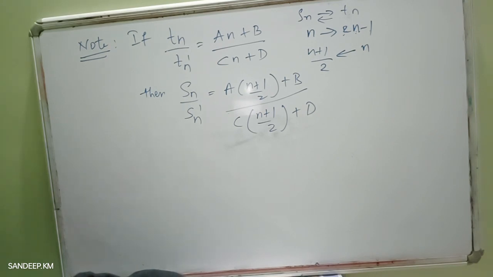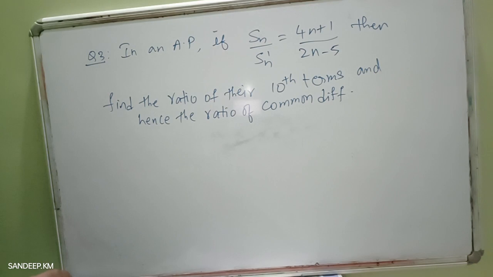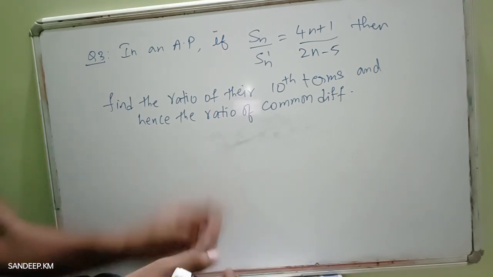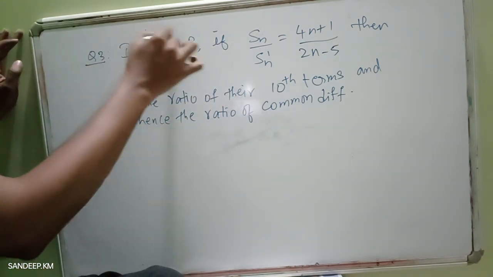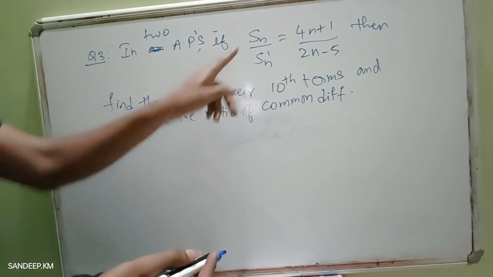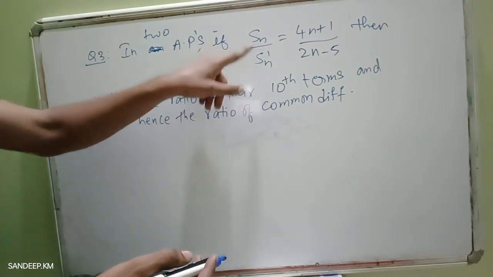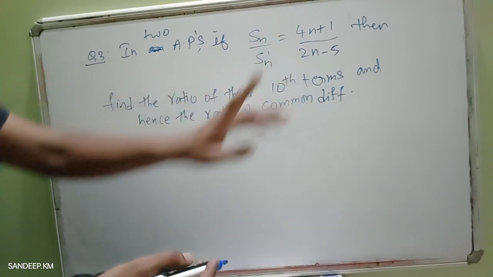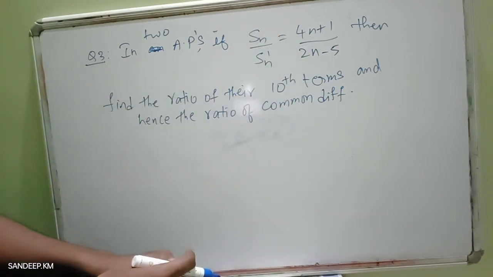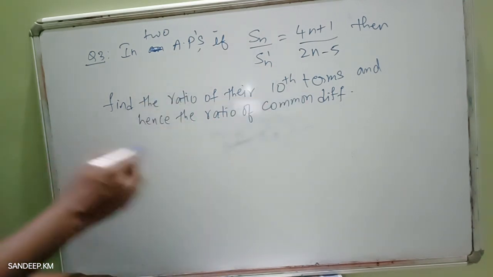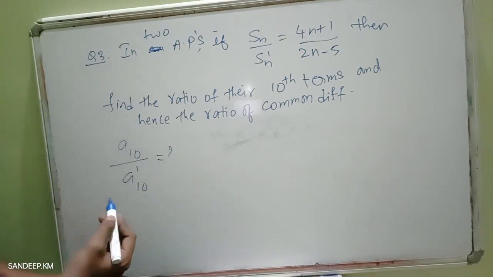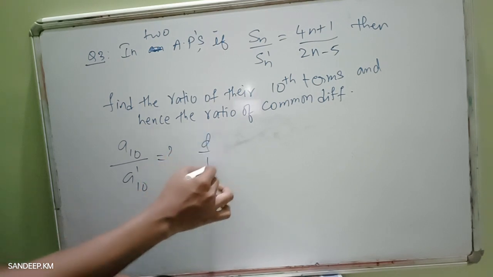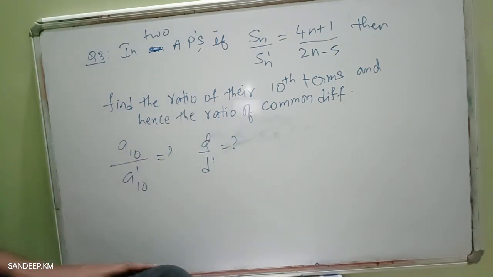Just one example. Here is a question. In two different APs, if Sn by Sn dash, that means sum of n terms in the first AP divided by sum of n terms in the second AP, is equal to (4n plus 1) by (2n minus 5), then find the ratio of their 10th terms. What does it mean? They are asking us to find a10 divided by a10 dash, and the ratio of their common difference, that means d by d dash. Just use the previous concept and find it out.